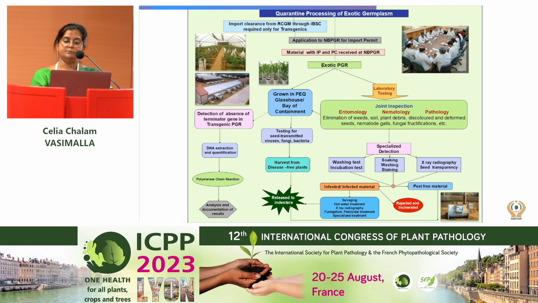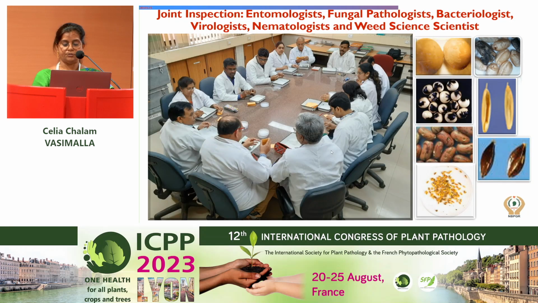Once the material comes into the country, all the specialists, entomologists, nematologists, pathologists, virologists, and weed scientists examine it, and then it goes for specialized detection. If there is anything infested or infected, we have salvaging techniques, that is the phytosanitary treatments. If we cannot salvage it, then the material is rejected and incinerated. Apart from this, all the legume germplasm, whether soybean, pea, cowpea, faba bean, black gram, or green gram, is grown in post-entry quarantine greenhouses.